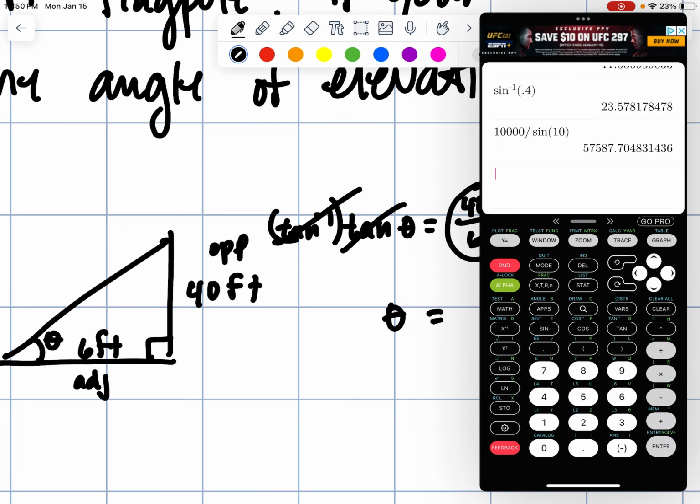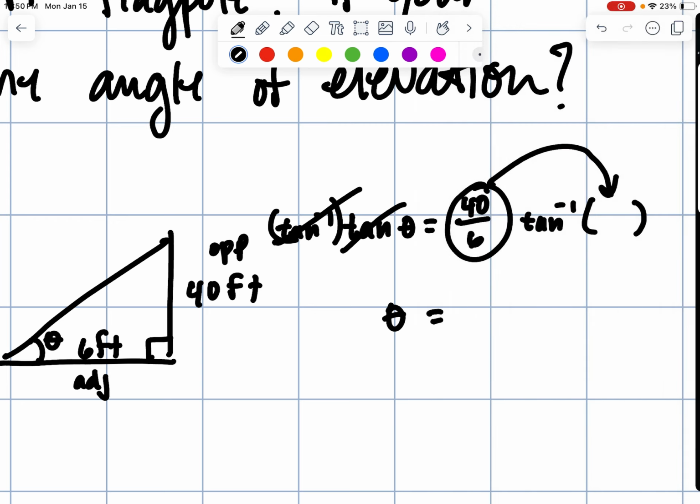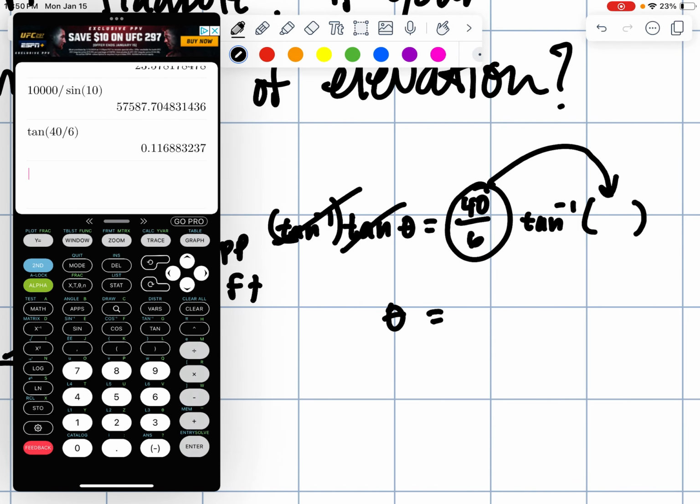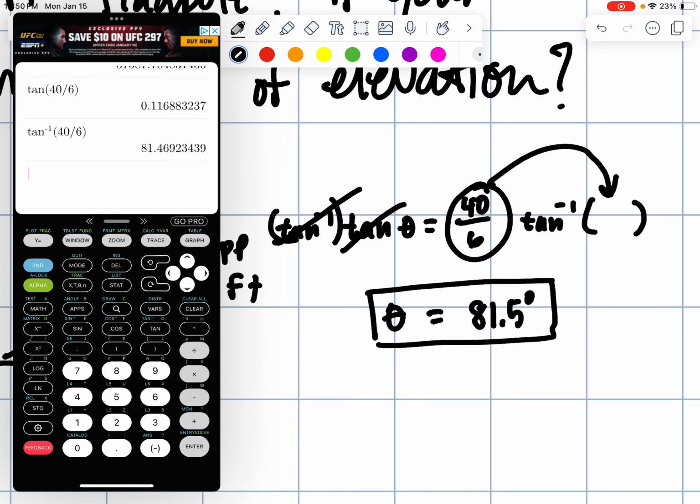We get theta is then equal to, and then here's where a handy dandy calculator kicks in. 40 divided by 6 is equal to 0.11. Oh, that's tangent. There you go. That's why it seemed wrong. Inverse tangent of 40 divided by 6 is equal to 81.46. Let's round that up, 81.5. 81.5 degrees. That is the angle at which we are looking up at that flagpole.